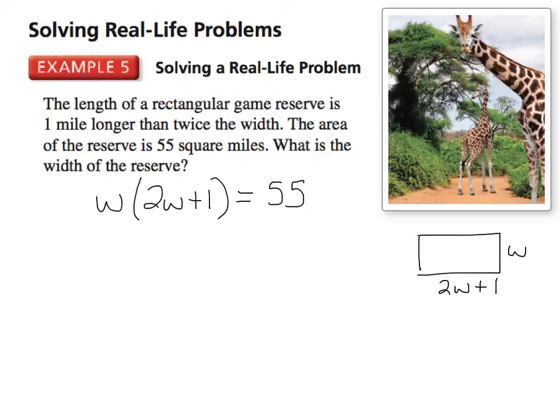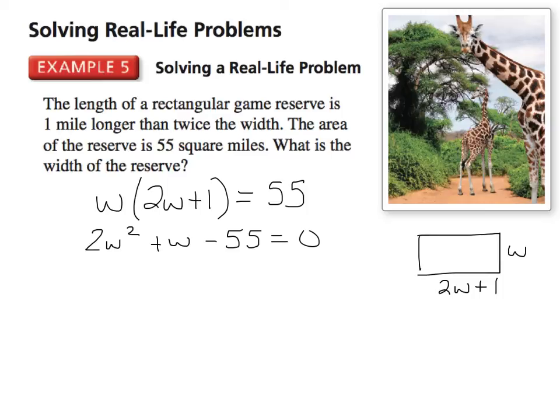Now, step 1. If this was 0, you could take both of these, set them equal to 0, and put W equals 0 and 2W plus 1 equals 0. But it's not equal to 0, so we have to make it equal to 0. Step 1, distribute. 2W squared plus W. I'm going to subtract the 55, move it over to the left, and that makes everything equal to 0. And now it's a quadratic equation. We can solve it by factoring.